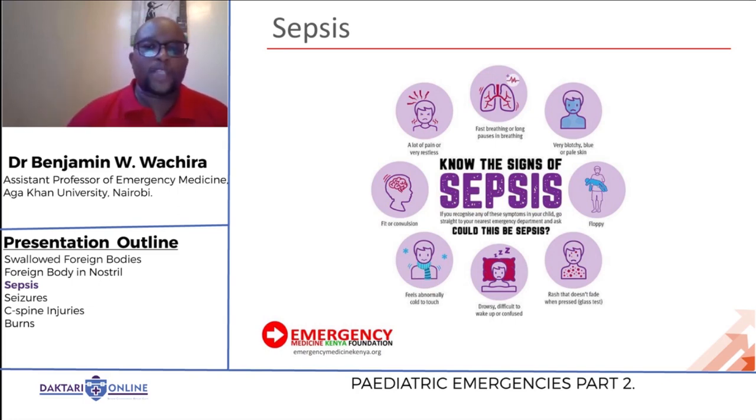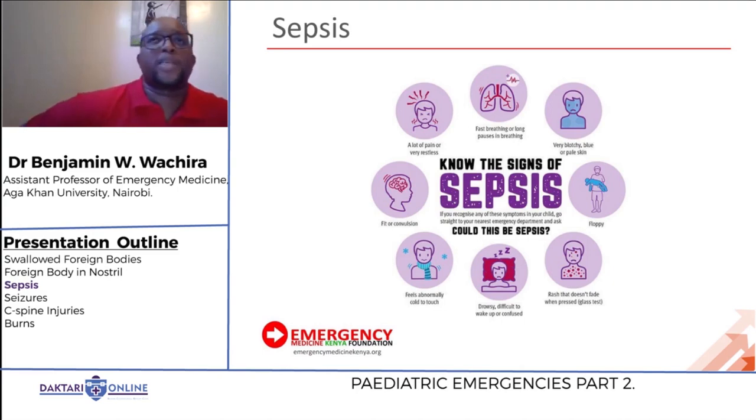So things to look out for are fast breathing or long pauses in breathing. Blue skin or pale skin, a floppy child, rashes that do not blanch when you use a glass test. This is when you're worried about meningococcal infections. A child who is drowsy, difficult to wake up or confused, or feels abnormally cold to touch. A child who presents with a fit or convulsions, or a lot of pain and is very restless. All of this could easily be sepsis.